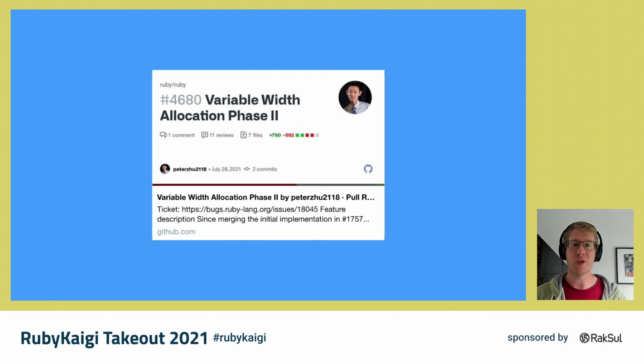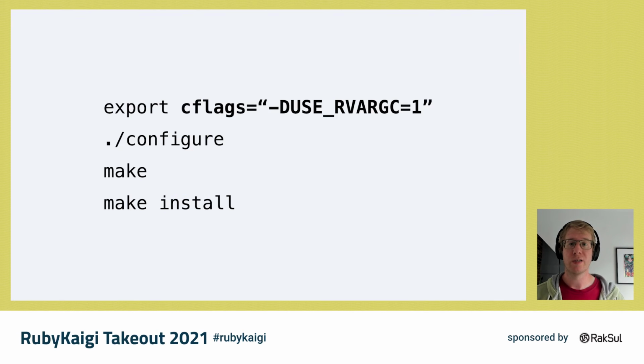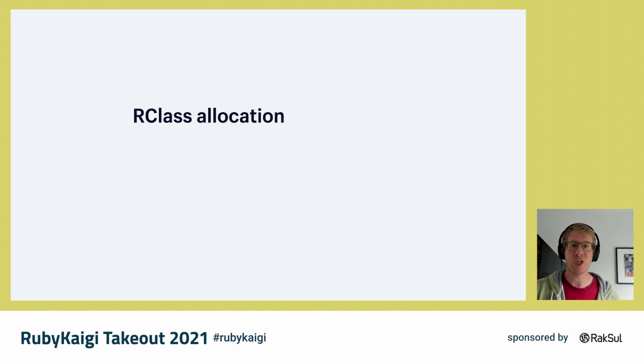The first thing I should point out is that this is only suitable for testing right now. Definitely don't use it in production. But if you want to play with this, you can enable it by compiling Ruby with USE_RVARGC in your C flags. Let's walk through some details of the changes we've made.